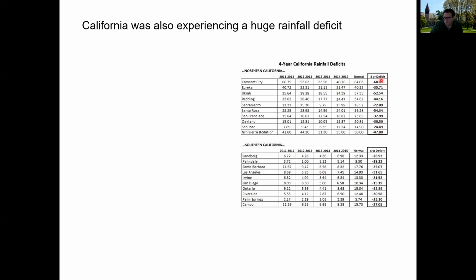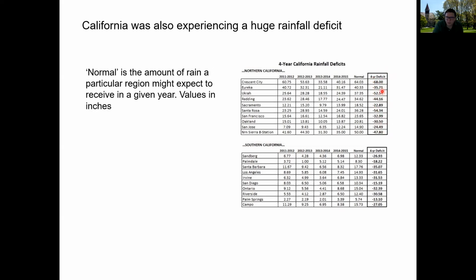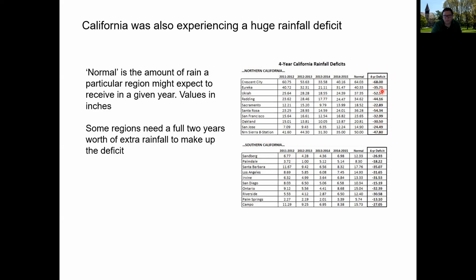On a 4-year average, there were major deficits of rain compared to the norm in that region. The normal is tailored to the location, the amount of rainfall that's been the long-term average. Values are given in inches, and to be clear, some regions in that 4-year period, at the back end of a 20-year drought, had such severe deficits, 68%, 52%. They basically needed 2 full years of rainfall just to get the precipitation rates back to the normal amount in the region.